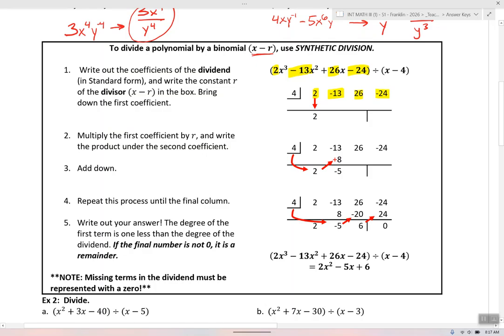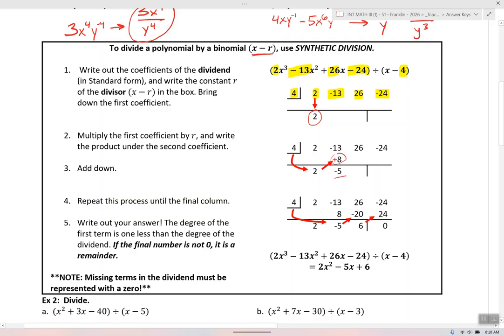Okay, and then we write the constant r from the divisor x minus r in a little box right here. Notice that it's x minus 4 when we have a positive 4. So if it was x plus a number, we'd have a negative number in the box here. And then the steps to do this: we're going to bring down that first coefficient right here. You see the 2 got brought down. Then we multiply that by the number in the box, the r number, 4. And then write that product under the second coefficient right here with that 8. And then we add: negative 13 plus 8 is negative 5.